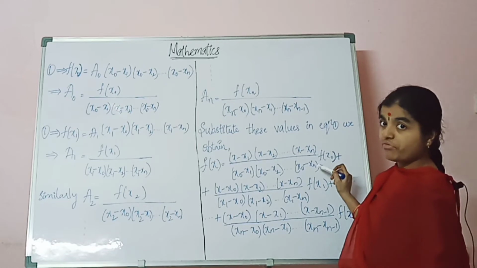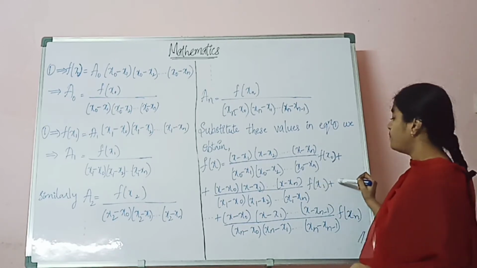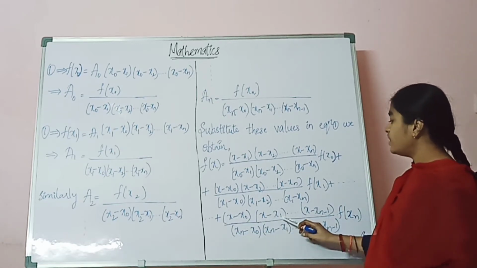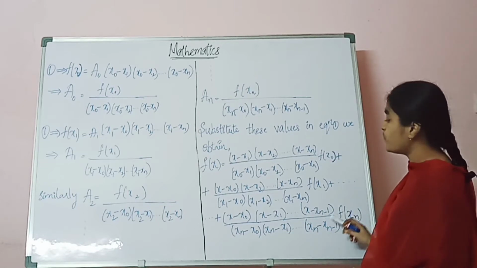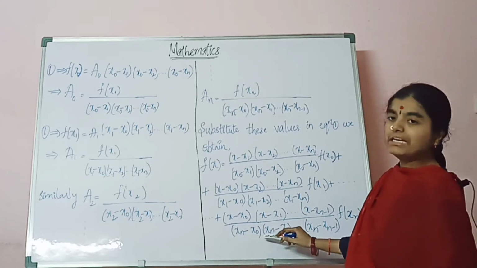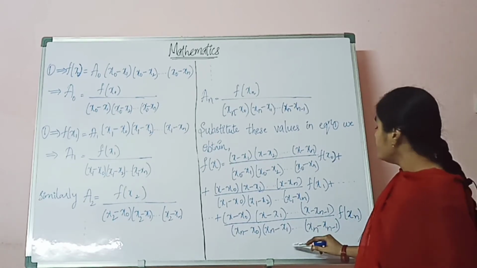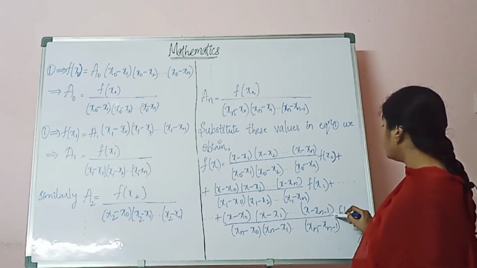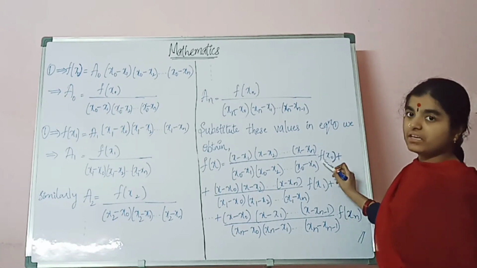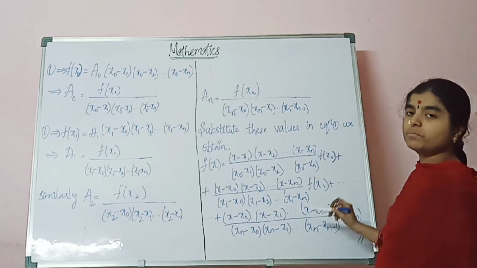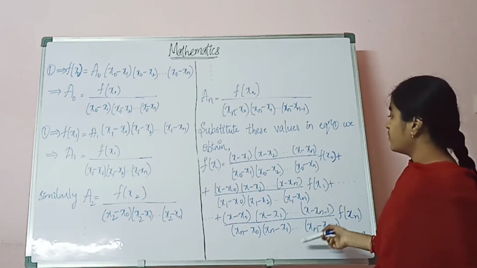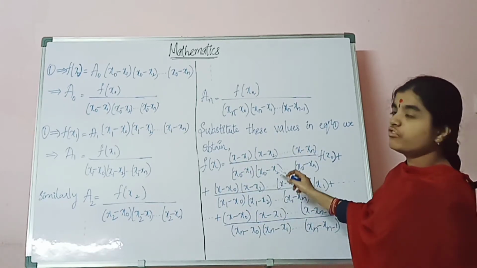Here first we are taking f of x0, next f of x1, plus so on up to plus (x minus x0) into (x minus x1) so on up to (x minus xn minus 1) by the next xn value we are considering here, (xn minus x0) into (xn minus x1) so on up to (xn minus 1) into f of xn. First we are taking f of x0, next f of x1, so on up to f of xn. So this is the formula of Lagrange's interpolation polynomial.